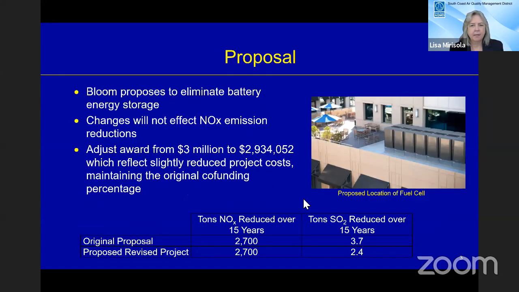Next slide. The College of the Canyons is also aware of this and has agreed that this is a good proposal. So Bloom proposes to eliminate the battery energy storage portion, replacing it with additional fuel cells. The changes will not affect the NOx emission reductions, but it will result in a slightly decreased overall project cost. And so staff is proposing to adjust the award from $3 million to not more than $2,934,052 to reflect the slightly reduced project cost, but maintain the original co-funding percentage.